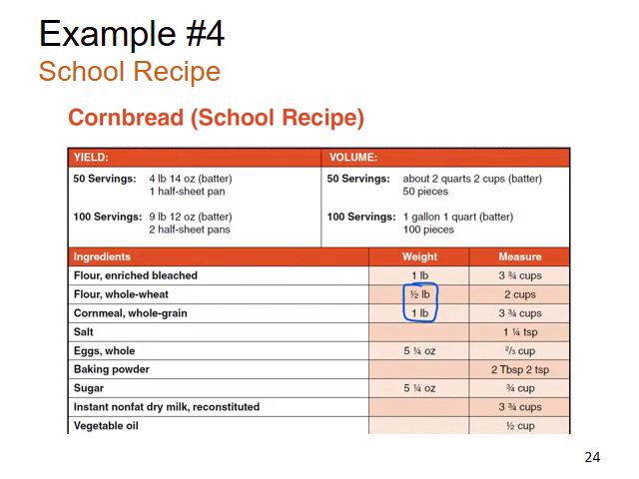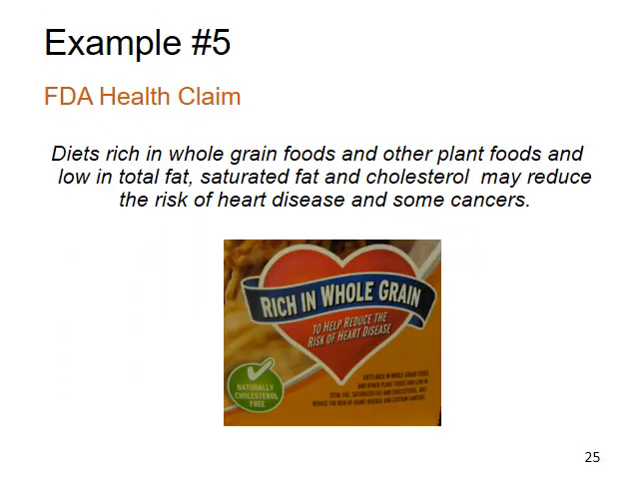For school-made items, the recipe is used to determine whether the total weight of whole grain ingredients exceeds the total weight of grain ingredients that are not whole grain. In this recipe, the weight of the whole wheat flour and the whole grain cornmeal combined is 1.5 pounds, which exceeds the weight of the enriched flour, 1 pound. Therefore, the cornbread made from this recipe is whole grain rich.